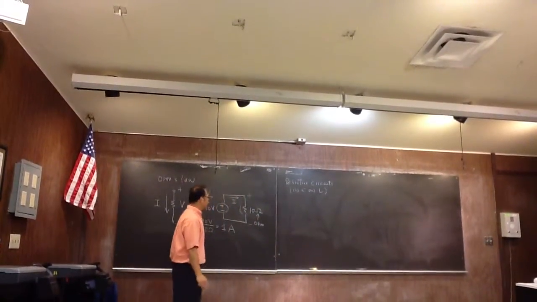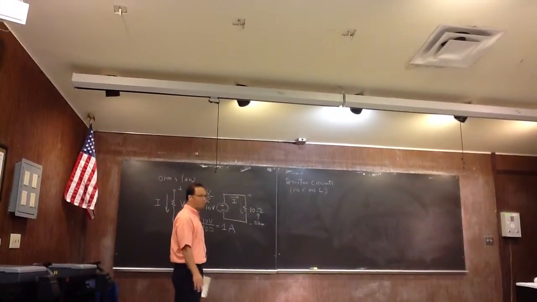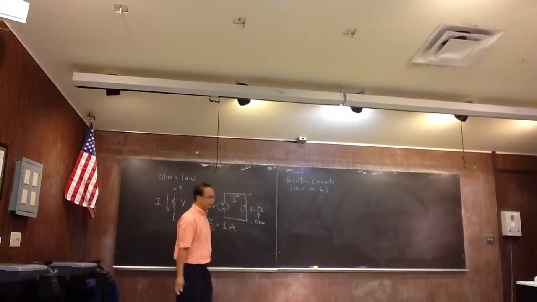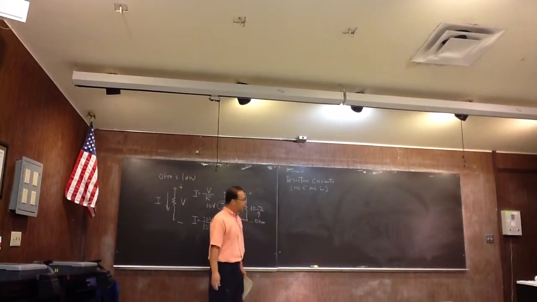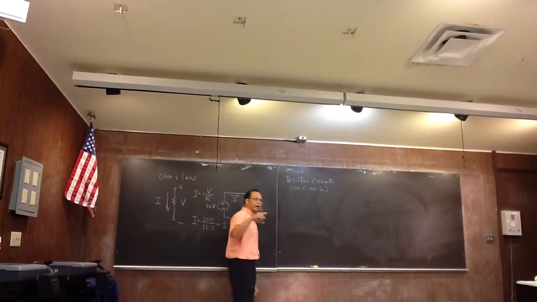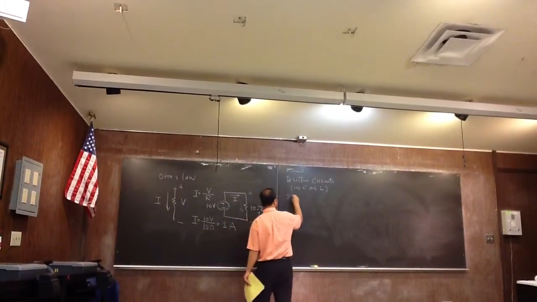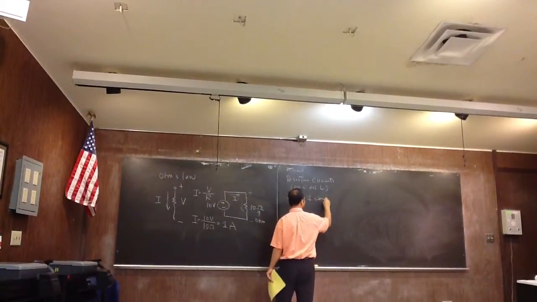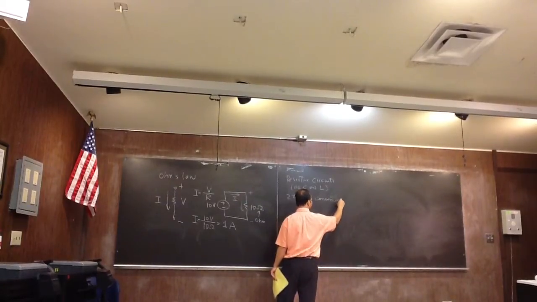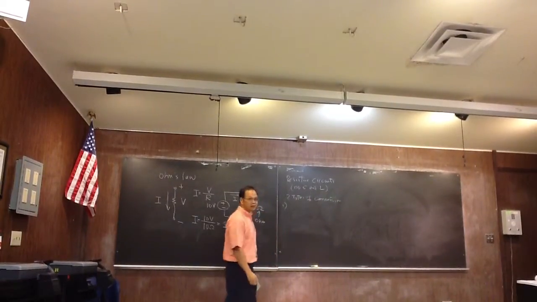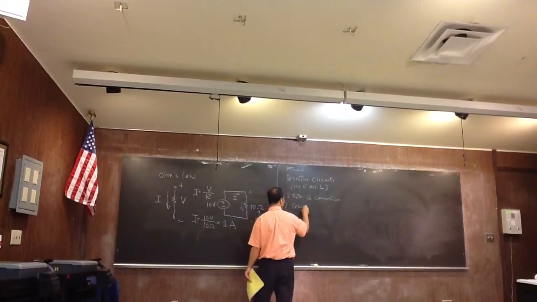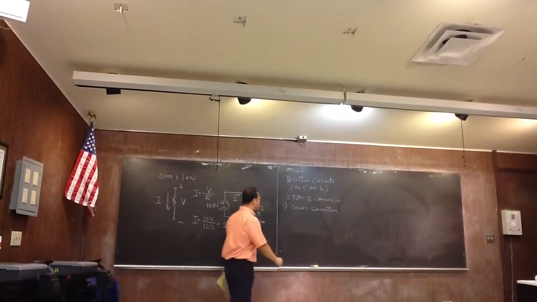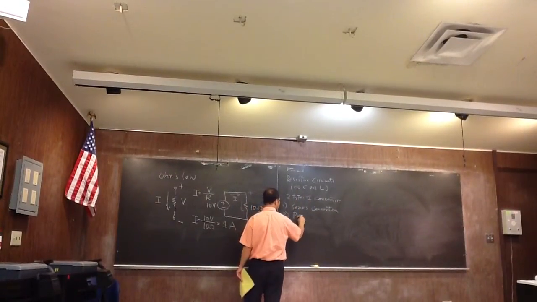Now, of course, in the circuit, we cannot possibly just have one resistor. You can have multiple resistors. So what happens if you have multiple resistors? There are two types of connections. The first one is called the series connection. The second one is called the parallel connection.